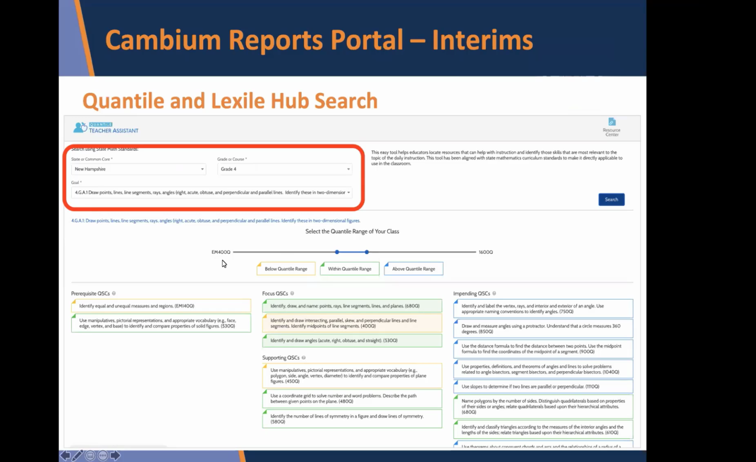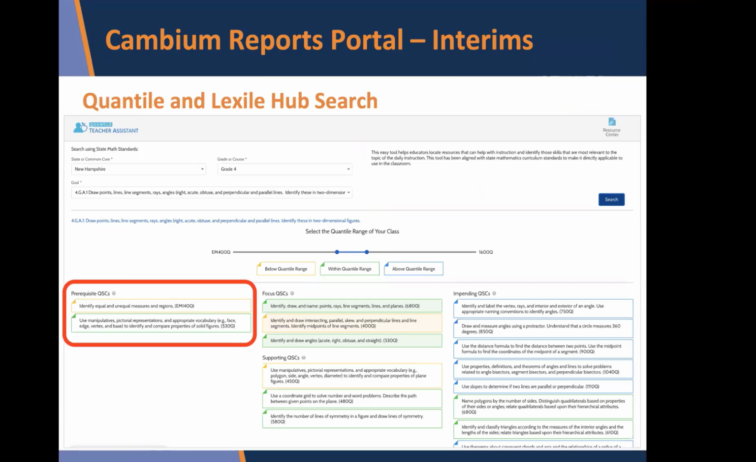What this tells us is, here are some of the prerequisite, they call them QSCs, they have their own codes for them, but for this particular standard, here are the skills that are needed before trying to teach this. Here are the skills that are needed to make sure that students are meeting this standard. And then these in pending are skills that kids who have all of these can then move on to.